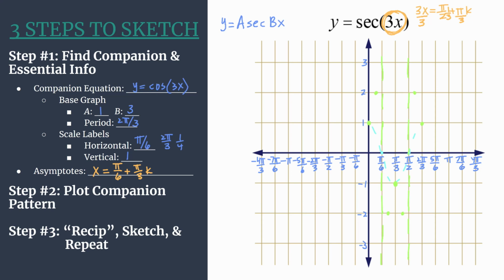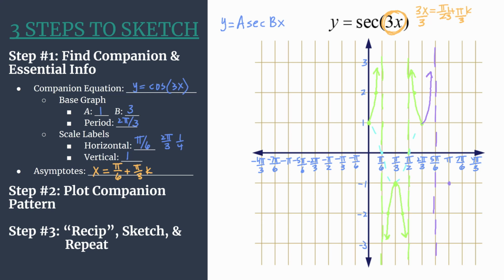Now let's sketch in this full cycle of secant. All of your secant graphs will follow this basic template. And there is one cycle of secant 3x. Now that we have that, it's really easy to sketch as many cycles of secant as you need. You simply repeat this pattern over and over again. Let's start repeating it to the right first. We have another asymptote at 5 pi over 6. Try substituting in k equals 2 in the asymptotes equation, and you'll see you get 5 pi over 6.